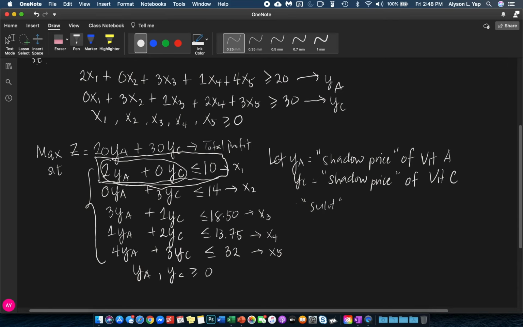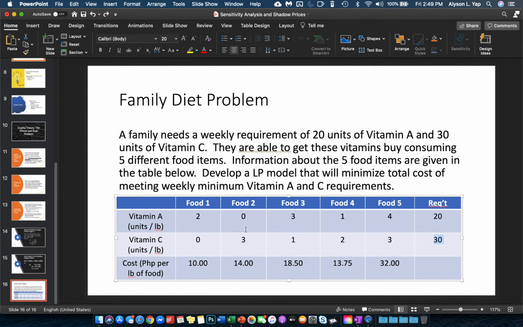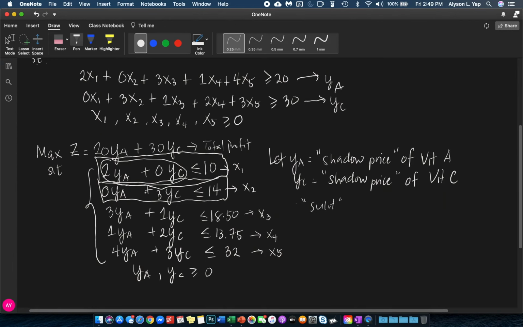And that same analysis works for every food item. And as you can see, for example, this second constraint, 0 and 3 are the vitamin content of food item 2. And if you get the sum product of 0 and 3 and YA and YC, you get the value that the family will have to pay if they opt to get the vitamins in capsule form. And this amount that the family will have to pay will still have to be less than or equal to 14 para mas sulit, no? And you do that analysis for each and every food item.